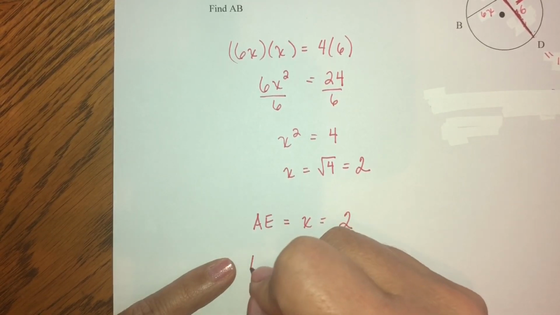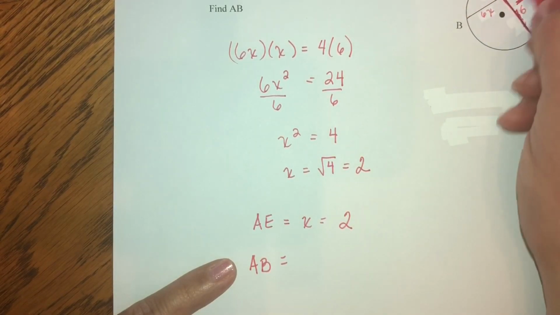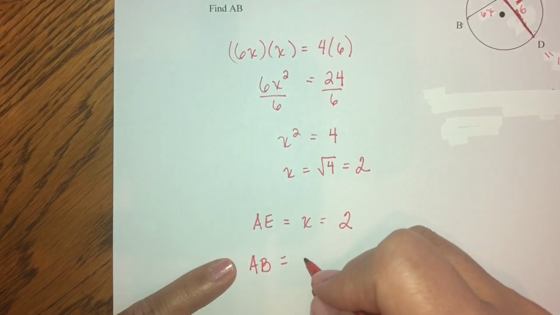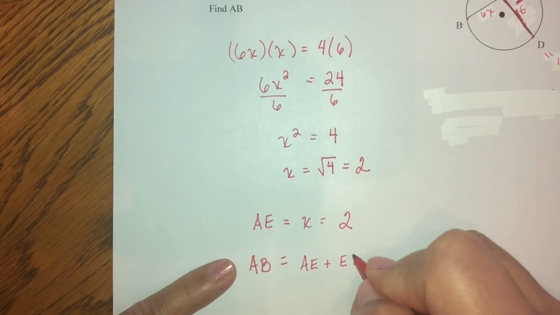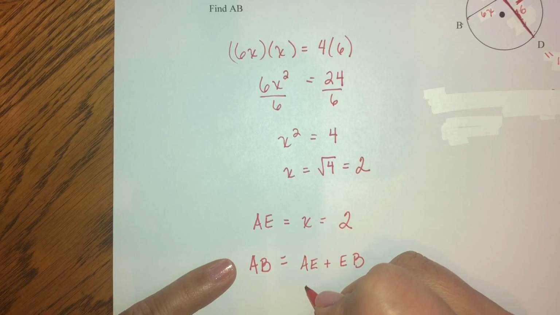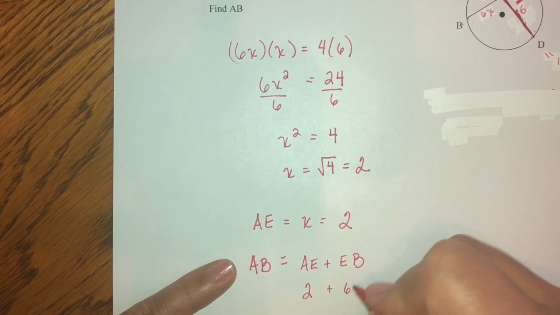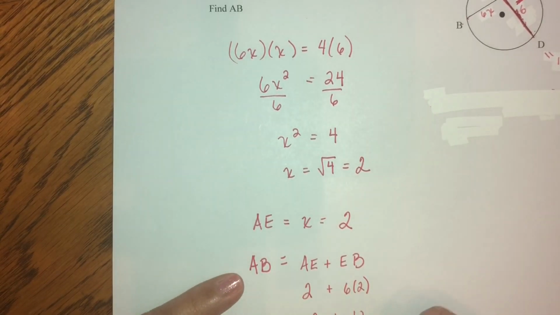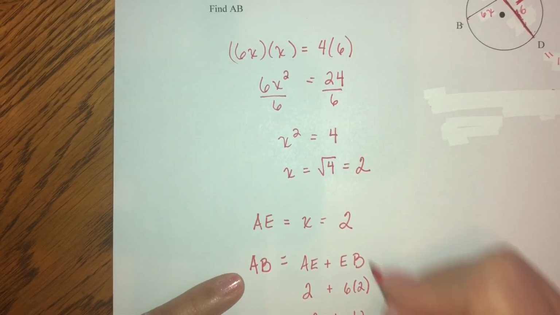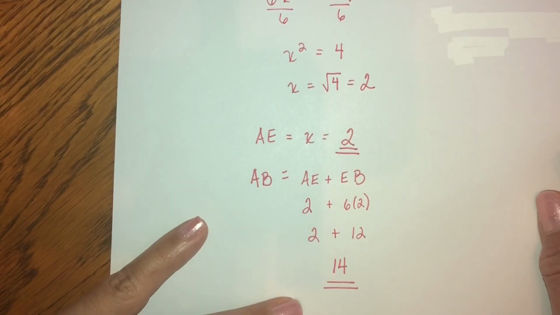And the other piece asks me to find AB. So again, with a problem like that, I have to realize that means all of this together. So in order to get AB, I have to take AE and I have to add EB to it. So AE we just figured out was 2. EB is supposed to be 6 times 2. So that means I have 2 plus 12, and my grand total there would be 14. So those are my two final answers there, 2 and 14.